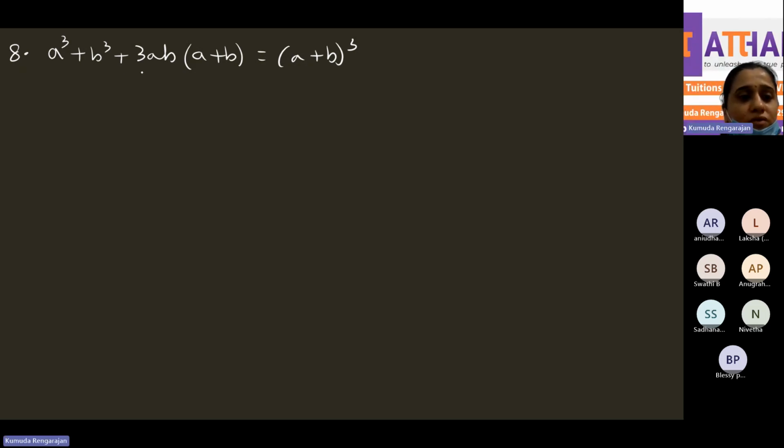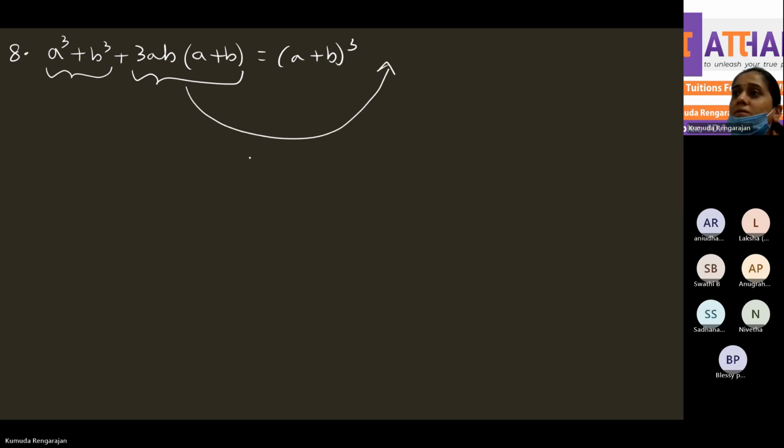Transpose. What do you want to find? Look at the board, you want to find a cube plus b cube. So take this one to the right hand side. You need to find a cubed plus b cubed. So transpose 3ab into a plus b. So a cube plus b cube is equal to a plus b the whole cubed.